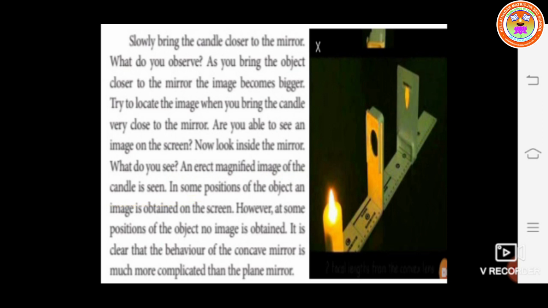In some positions of the object, an image is obtained on the screen. However, at some positions of the object, no image is obtained. It is clear that the behavior of the concave mirror is much more complicated than the plane mirror.